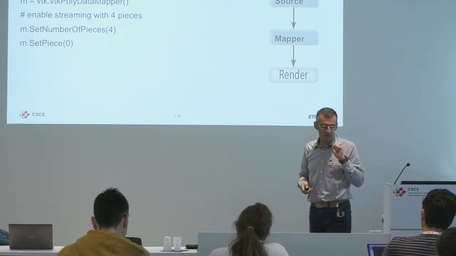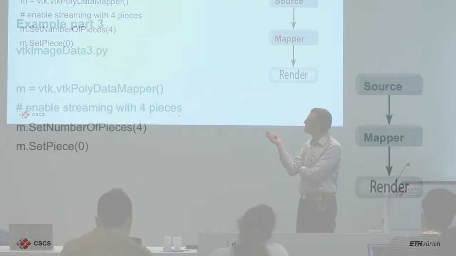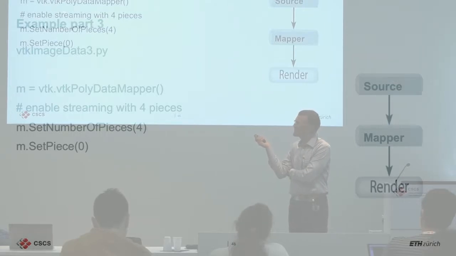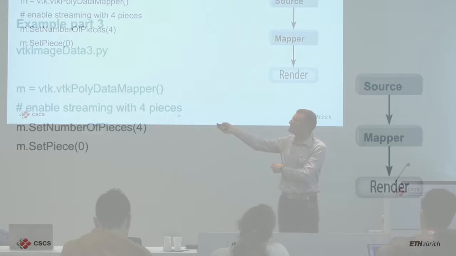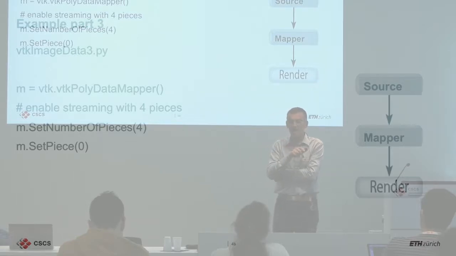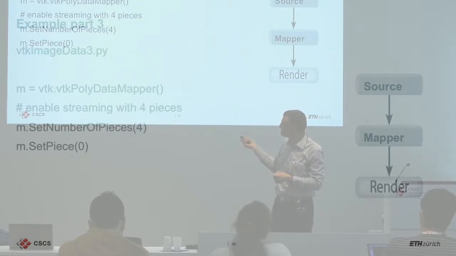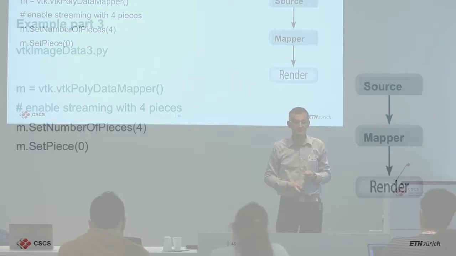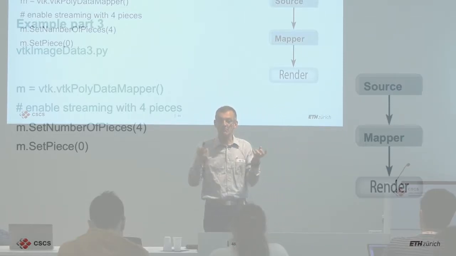And this is the final part of the 4 examples I have provided. So part 3, VTK image data 3. The only thing I have changed from the previous example is the VTK polydata mapper, which is right here. I can set 2 different attributes of it. I can decide how many pieces I want for the global mesh. In the example here, I say 4. And I say I want to see piece number 0. And you're going to see on your screen exactly piece 0, which is 1/4 of the global mesh.